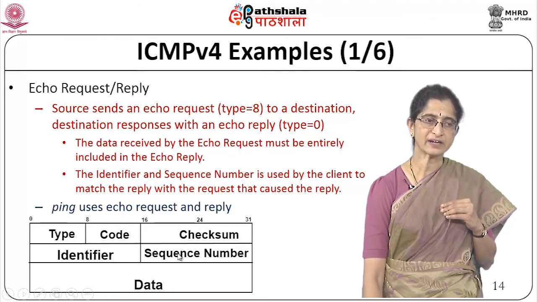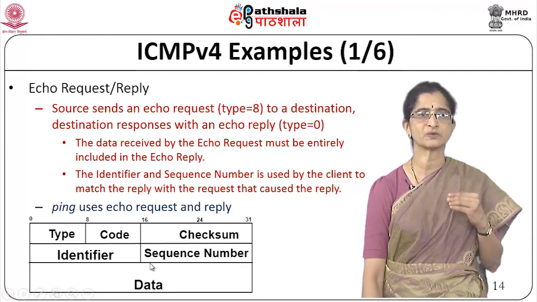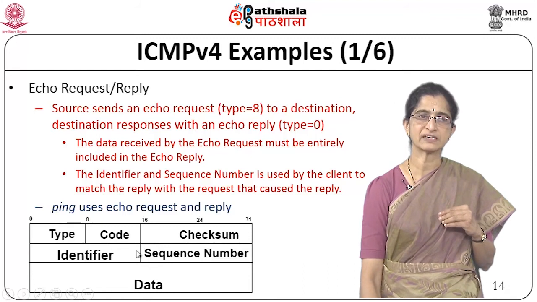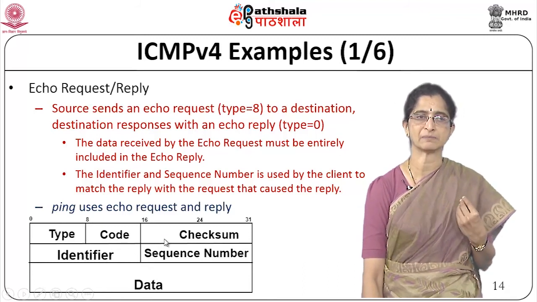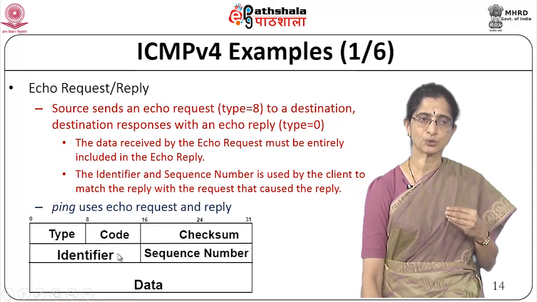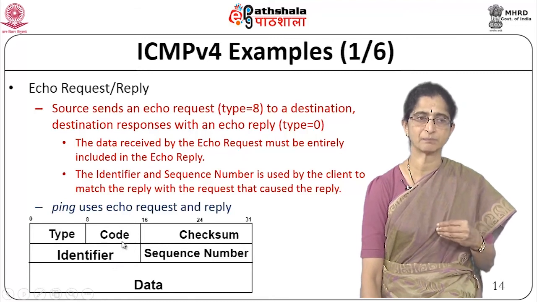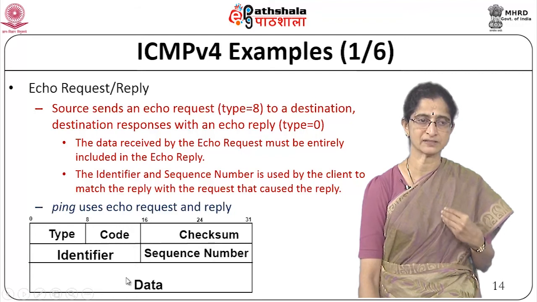Now this identifier and sequence number together are used to match the request with the reply. So whatever information is sent in the identifier and sequence number in the echo request message has to be sent back in the reply message, right? The same information has to be copied back so that the source which sent the echo request, when it gets back the reply, will be able to match the reply with the request and identify that the path is correct.